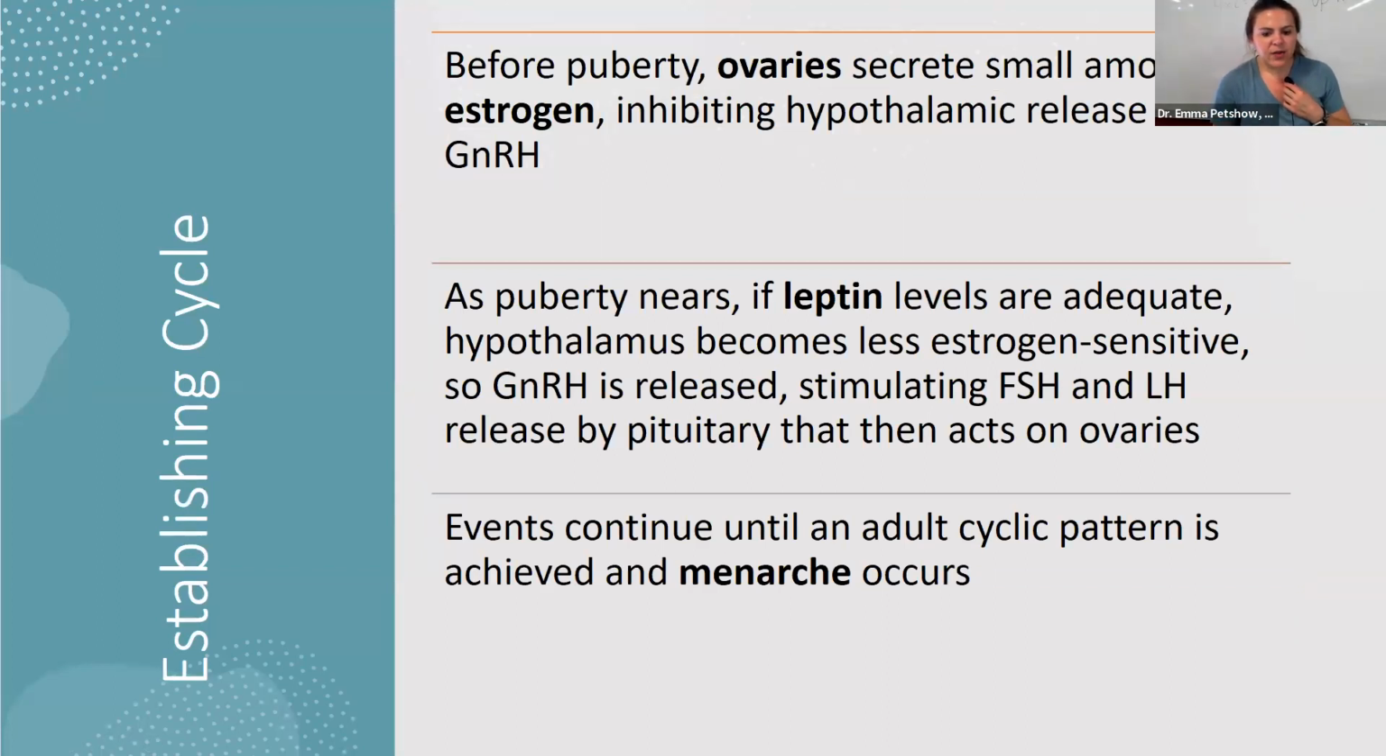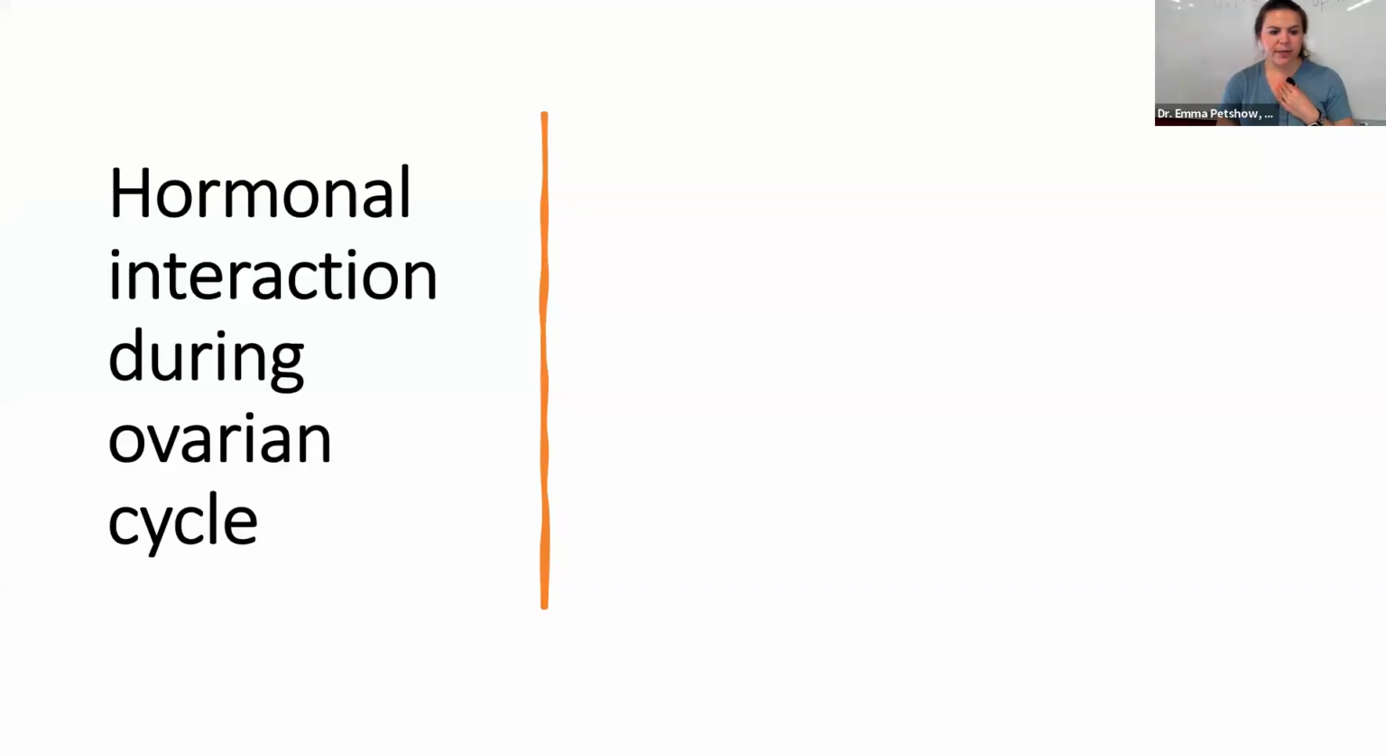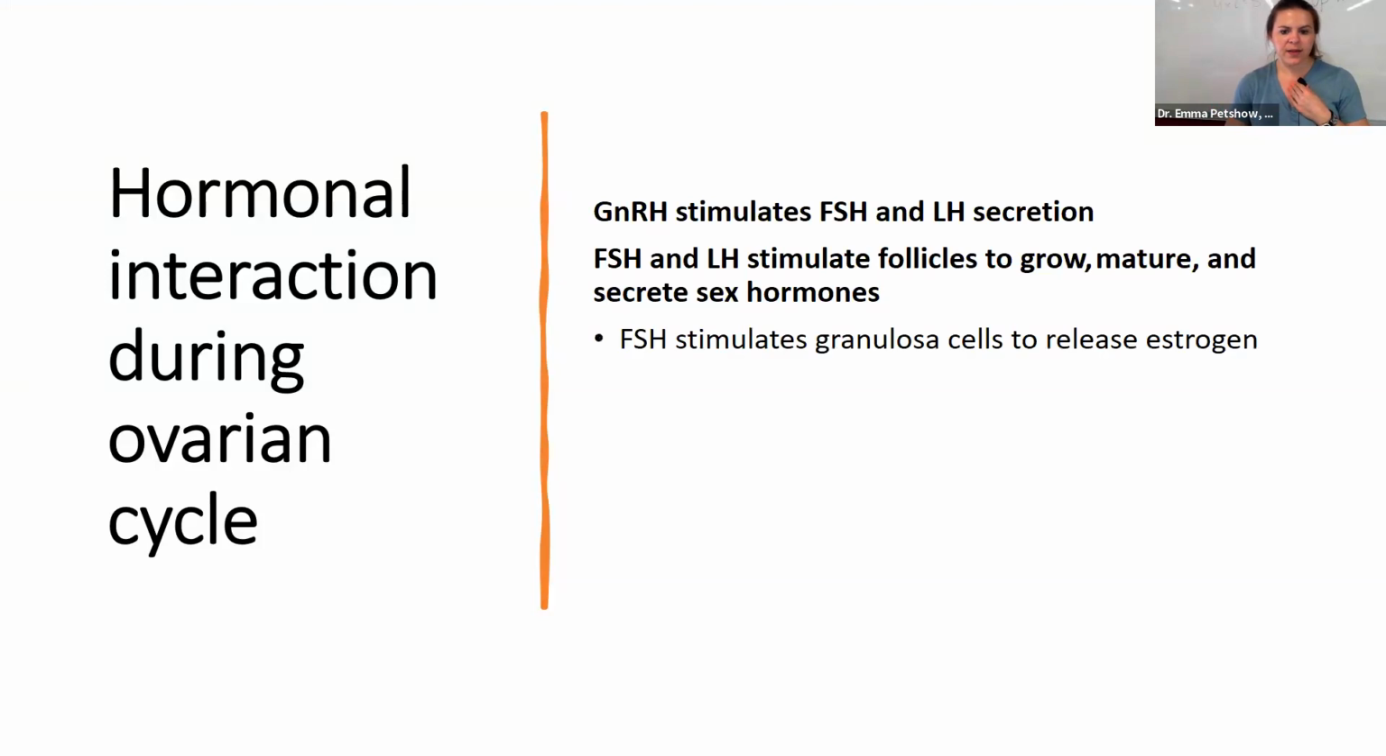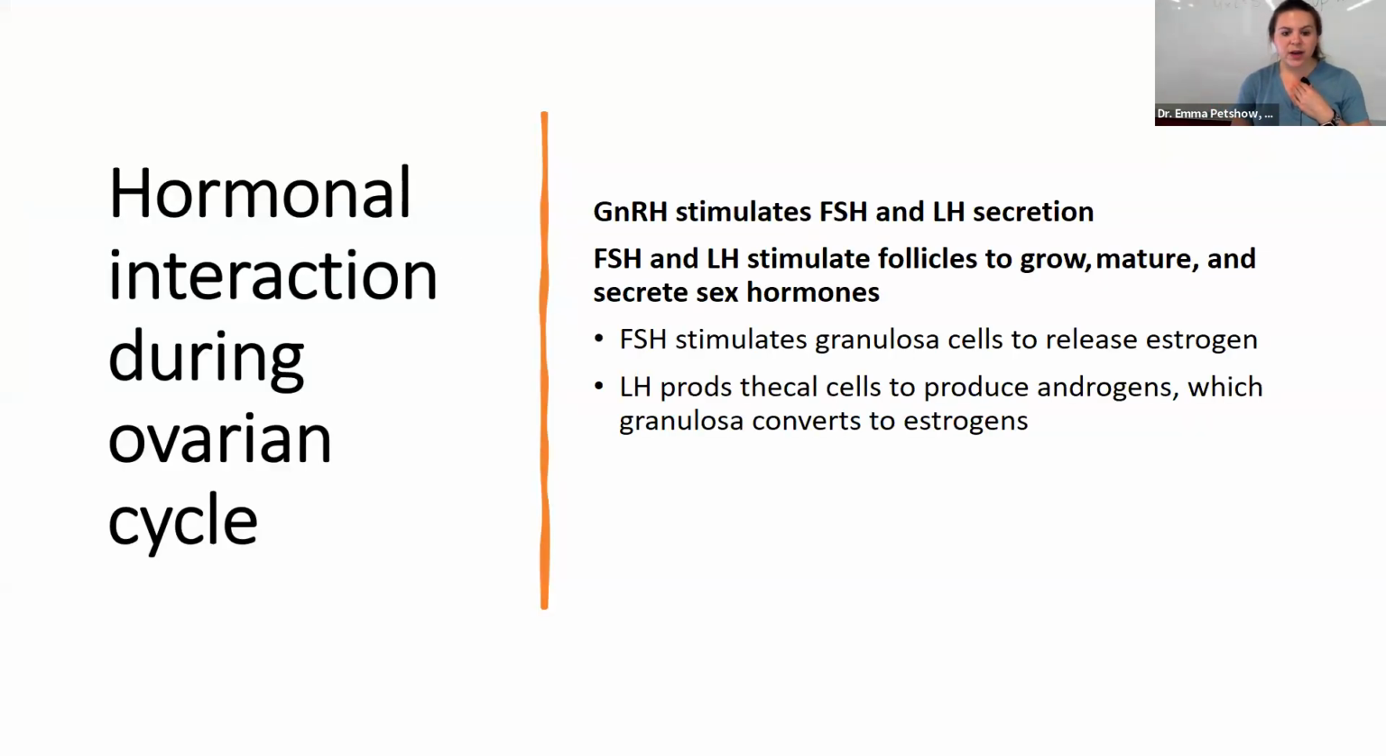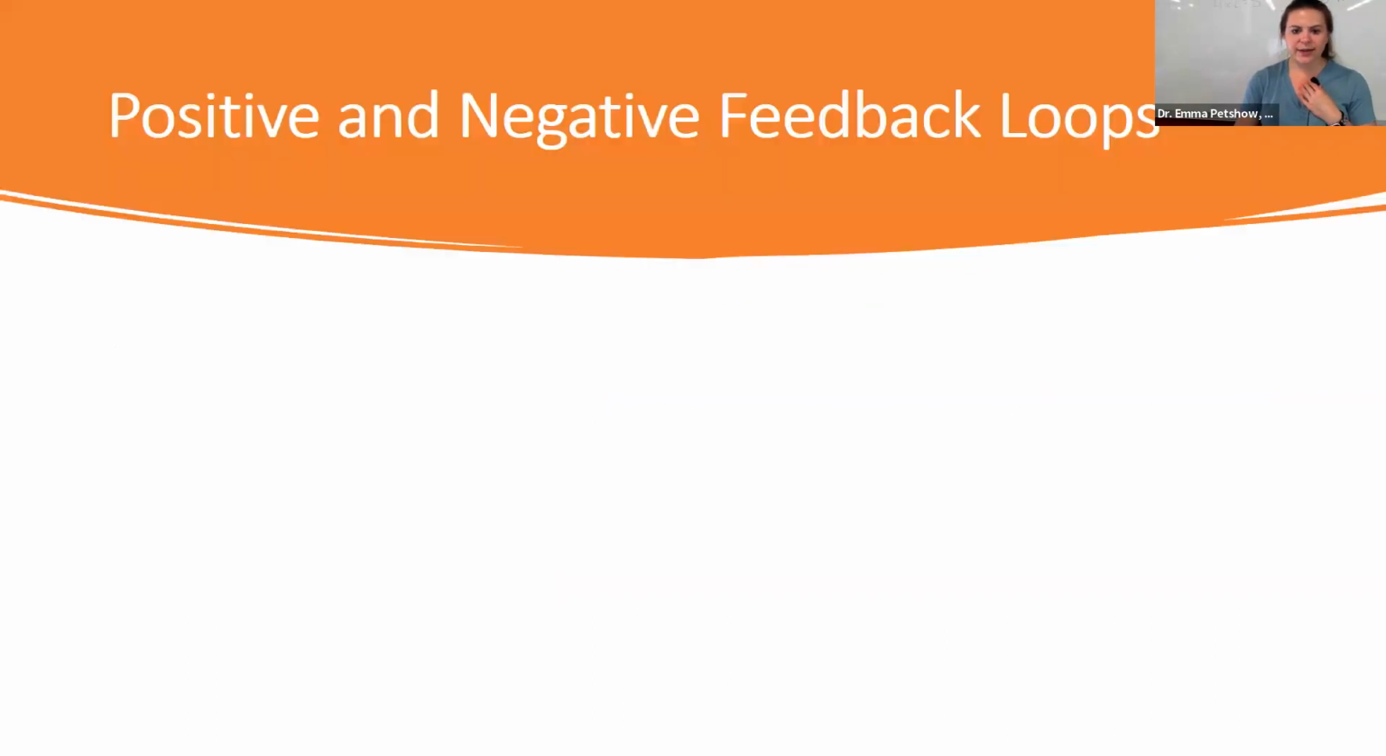To establish this cycle, we have the hypothalamic release of GnRH. It's released in pulses like it is with males. So that's the same, and that's what gives us our ovarian cycle. This occurs until menopause. These are the hormones involved. We've talked about FSH and LH and their jobs. FSH helps the granulosa cells release estrogen. LH prods thecal cells to produce androgens, which local tissue then converts to estrogen. So it's all about the estrogen here.